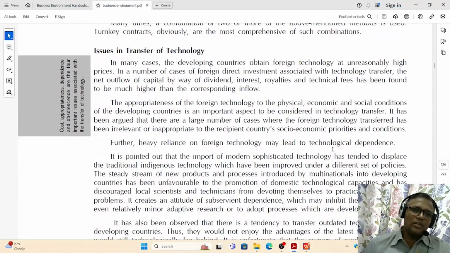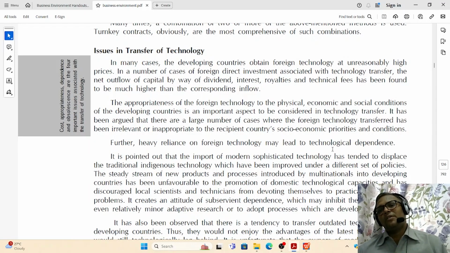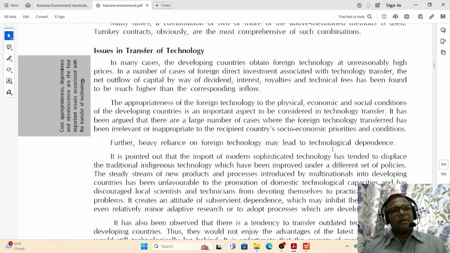What are the issues with transfer of technologies? In many cases, developing countries often obtain foreign technology at unreasonably high prices. In a number of cases of foreign direct investment associated with technology transfer, the net outflow of capital by way of dividend, interest, royalties, and technical fees has been found to be much higher than the corresponding inflow. Thus, the appropriateness of the foreign technology to the physical, economic, and social conditions of the developing countries is the most important aspect to be considered in technology transfer.